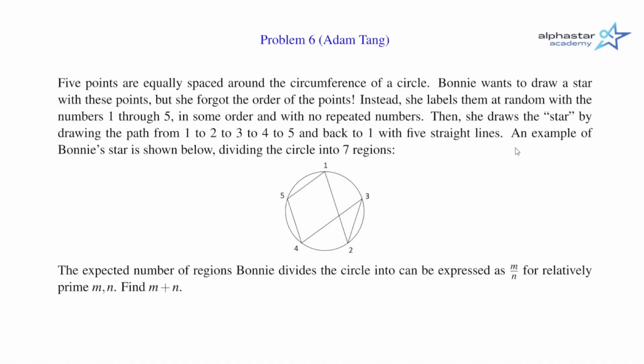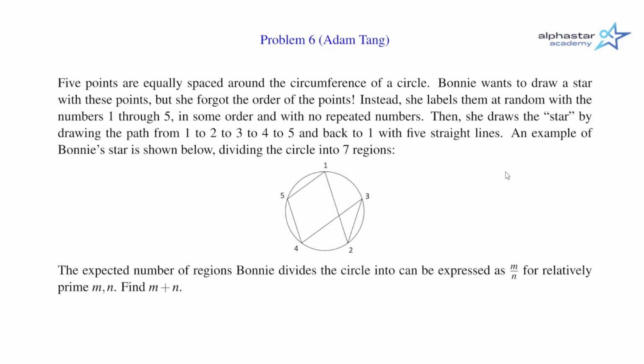Here's a geometry puzzle by me, problem number 6. 5 points are equally spaced around the circumference of a circle. Bonnie wants to draw a star with these points, but she forgot the order of the points. Instead, she labels them at random with the numbers 1 through 5 in some order and with no repeated numbers.